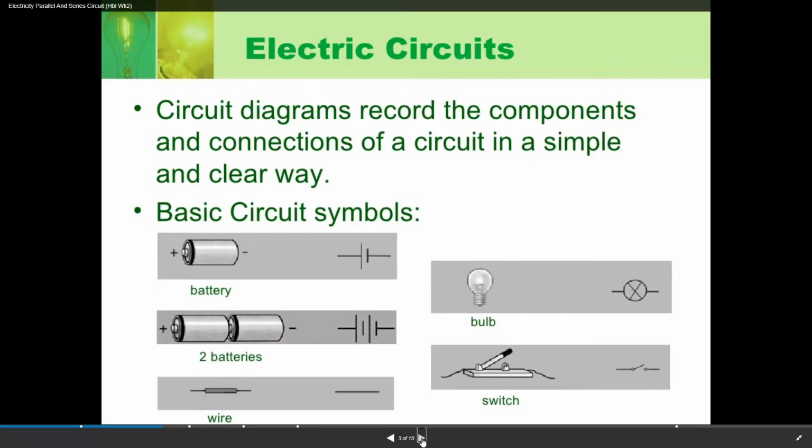So, circuit diagrams. We're going to record these components and the connectors of the circuit in a simple and clear way. Trying to sit there and draw out switches and bulbs and batteries is all very confusing. So when we want to diagram in science a battery, we would just make this symbol here. Or if we have two batteries here, our wire is just going to be a clear straight line. A light bulb is a circle with an X through it, and a switch is this little diagram here that shows that the switch is open, and then when the switch is closed, this little line would be connected from circle to circle.